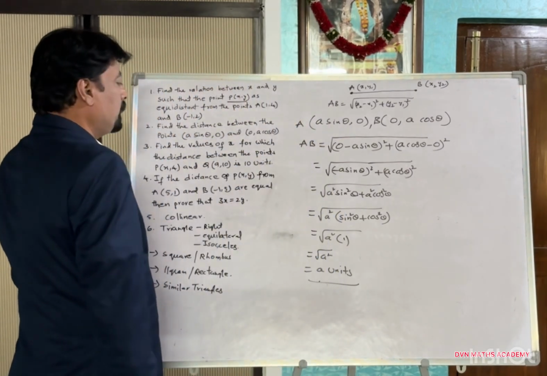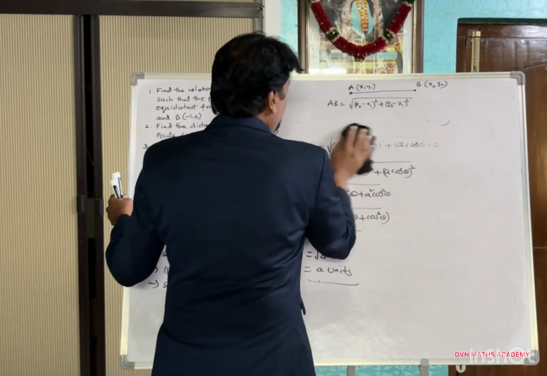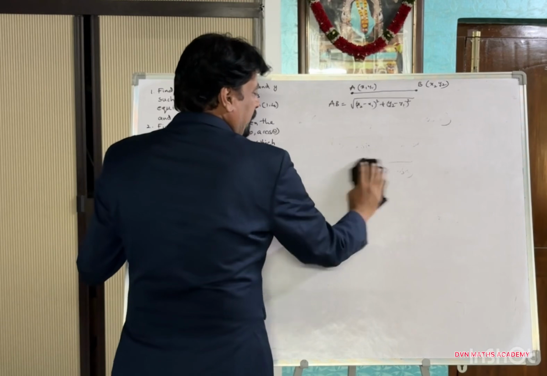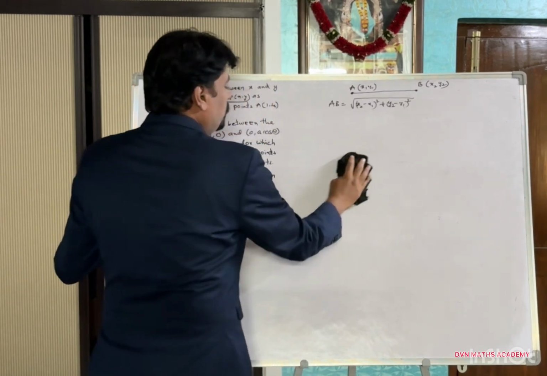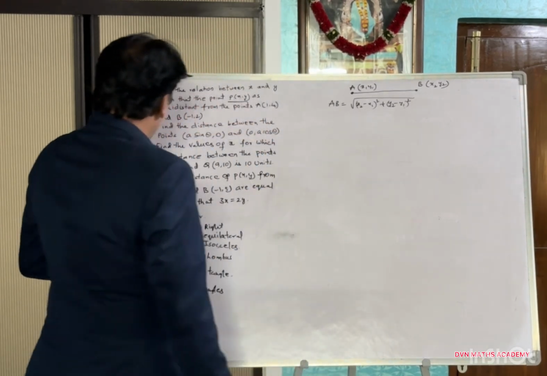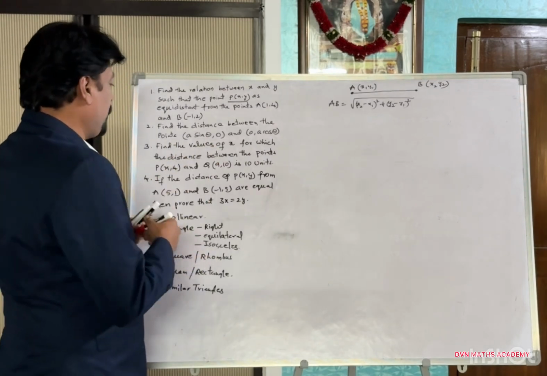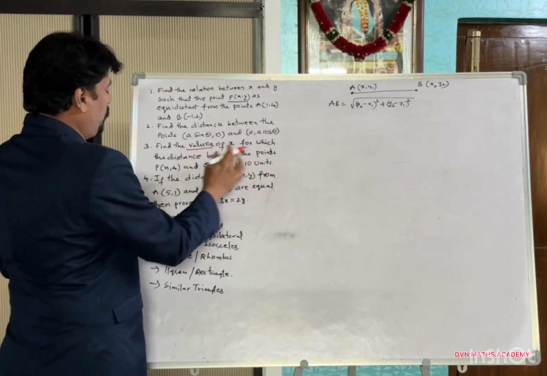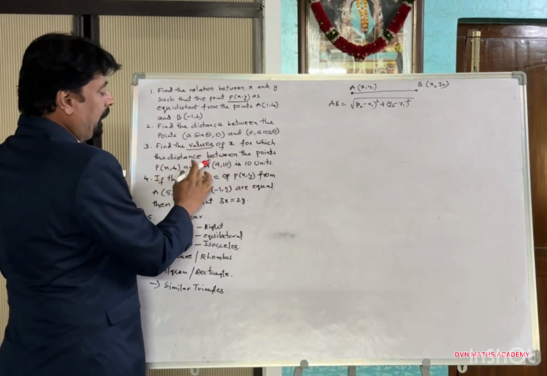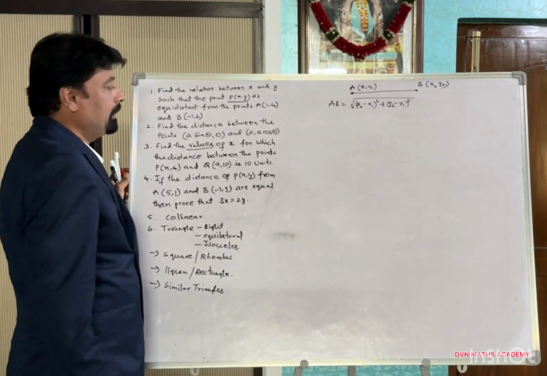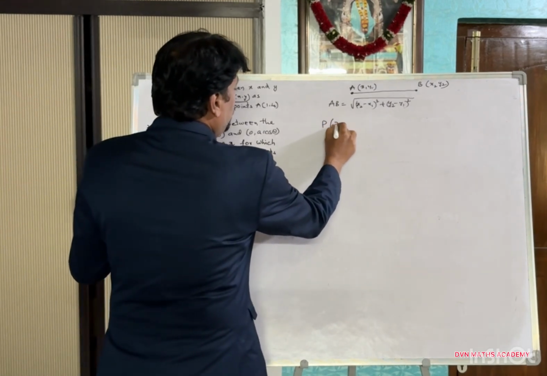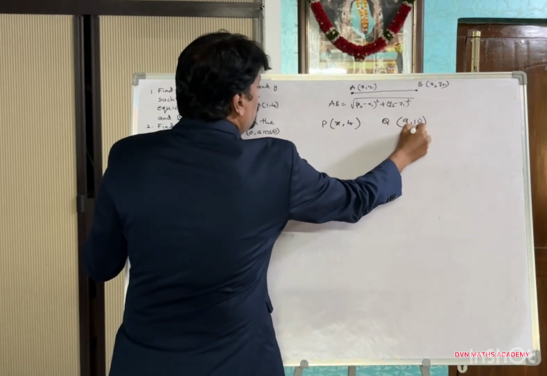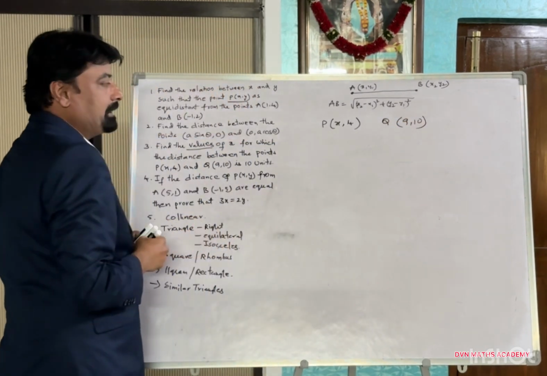And if I go for the third question, this is very, very important. While solving this question, you want to keep a trick in mind. I will tell you what is the trick. Find the values of x for which the distance between the points P x comma 4 and Q 9 comma 10 is 10 units. Here P point is x comma 4 and Q is 9 comma 10. The distance between these 2 points is given as 10 units.